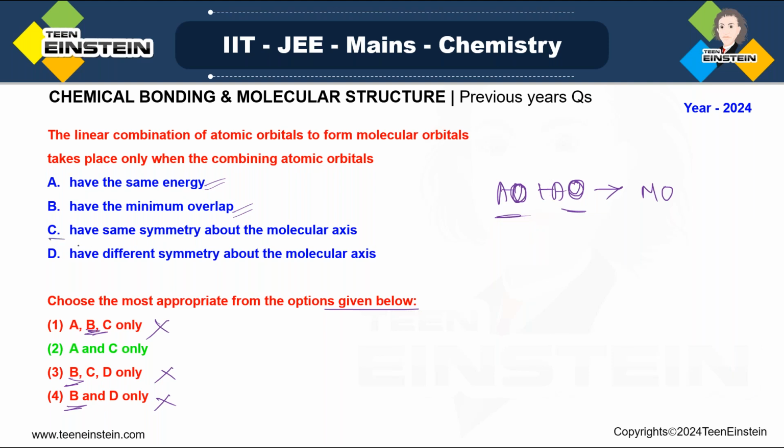Different symmetry. Basically, C and D cannot be correct together. Same symmetry about the molecular axis, that is actually the right one. And if it is true, D cannot be true. C and D simultaneously cannot be true. Either one of them should be true, and it is the same symmetry. And similar type of energy, even if it is not exactly the same energy, it should be close to each other. Suppose one atomic orbital has very high energy and another atomic orbital has very low energy, then MO formation will be difficult. They should have the same energy or energy very close to each other. These are the criteria, not B and D, but A and C.